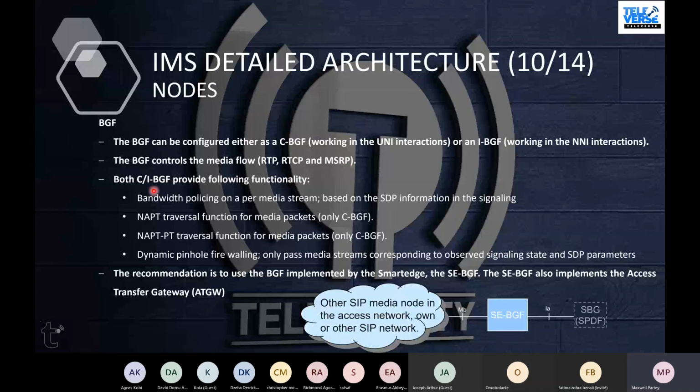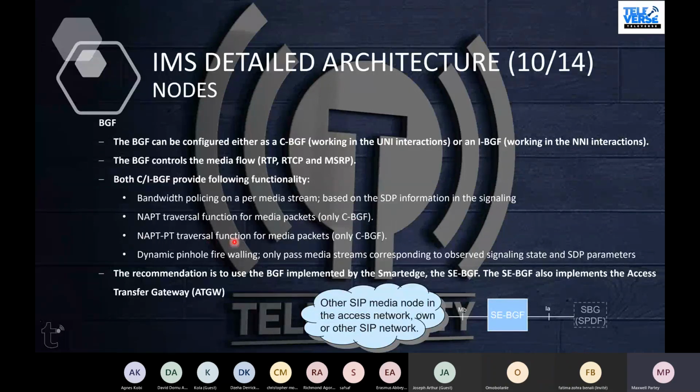Both the C and I BGF provide policing on a per media stream basis, based on the SDP information in the signaling. NAPT traversal functions for the media packets are only for the CBGF.